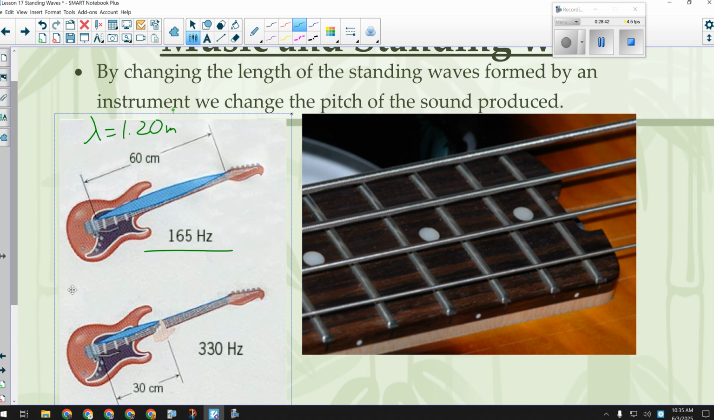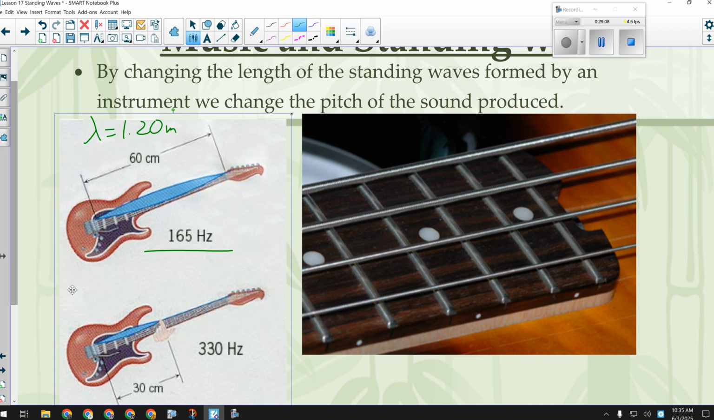All right, in that second situation, I'm using less of the string, so my wavelength has decreased. Speed's still the same, but now I'm producing a higher frequency. So the shorter the wavelength, the higher the frequency is going to be when you're playing an instrument. That includes wind instruments, which is what we're going to talk about next.